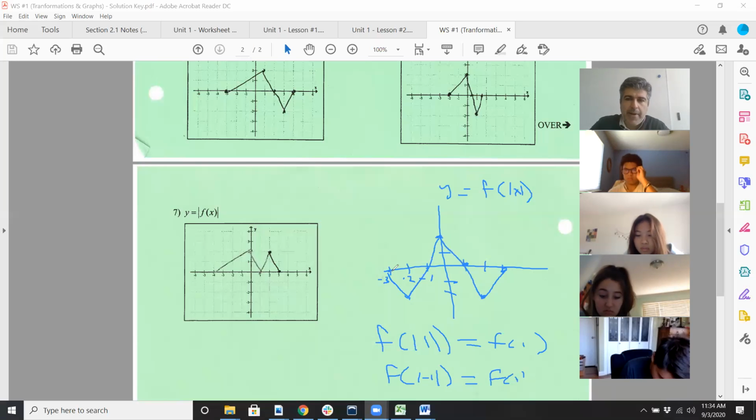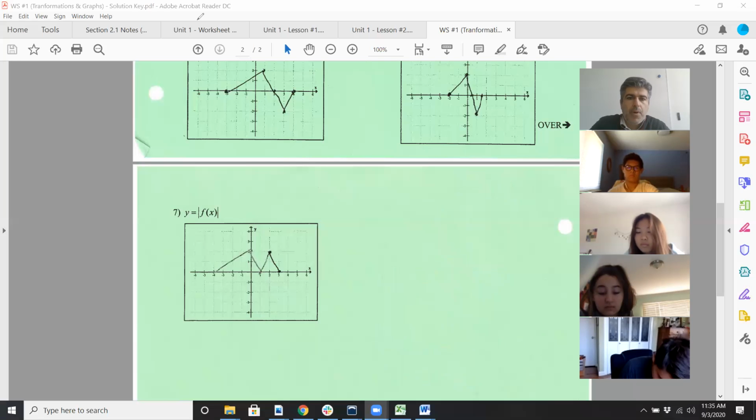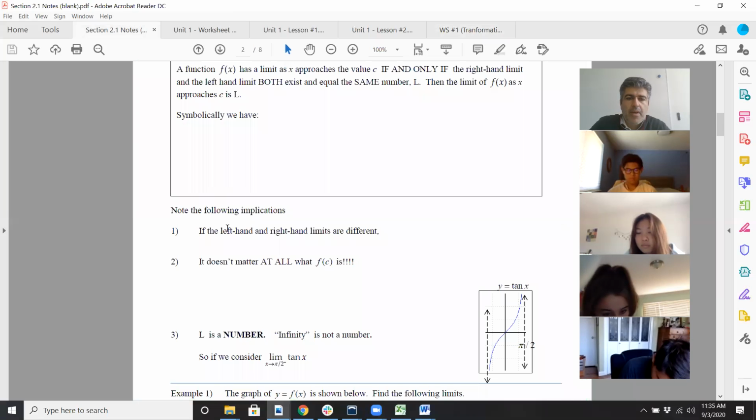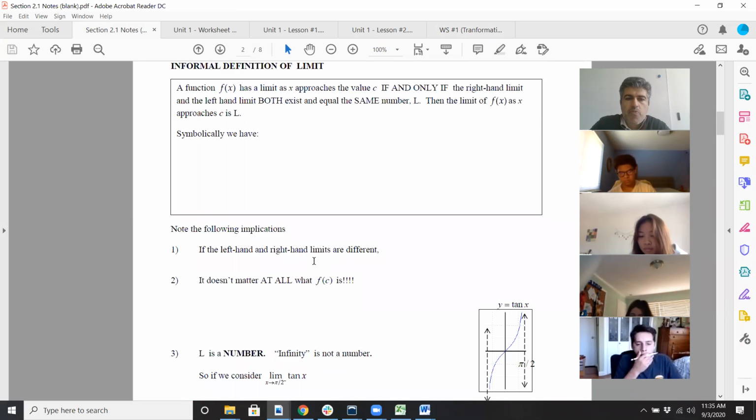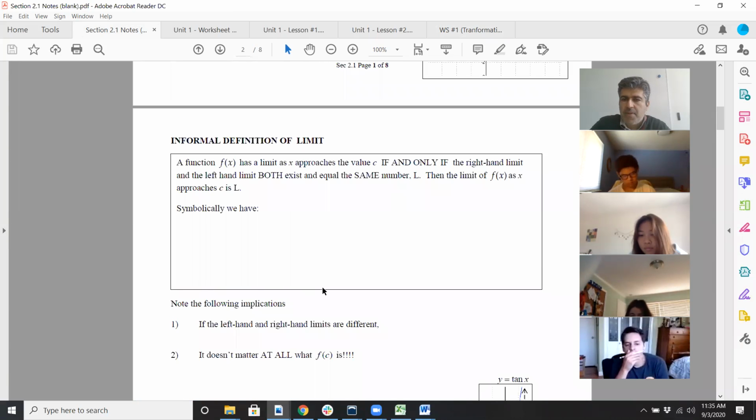I do want to just talk a little bit about page 2 of the 2.1 notes. So I'll clear. And if we go back to the 2.1 notes, we did have that discussion about left and right hand limits. And we did talk about that we don't care what the actual value is of y at x equals whatever we're approaching, because we're all about approach, not the exact value. But I'm going to cover more of this in a video.